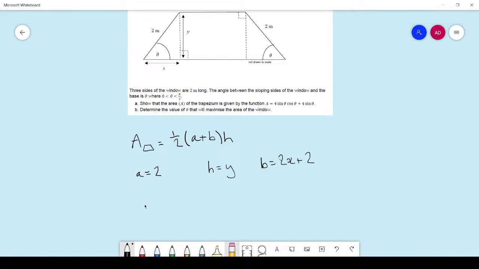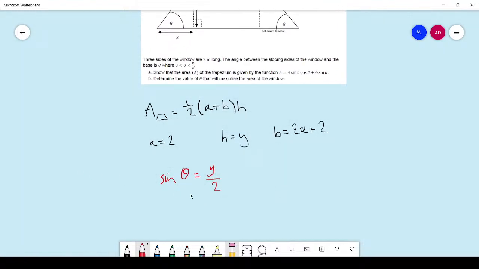So we can write that sine theta is equal to opposite over hypotenuse, which is y over 2. If we rearrange this, we can multiply both sides by 2, and we end up with y equals 2 sine theta.